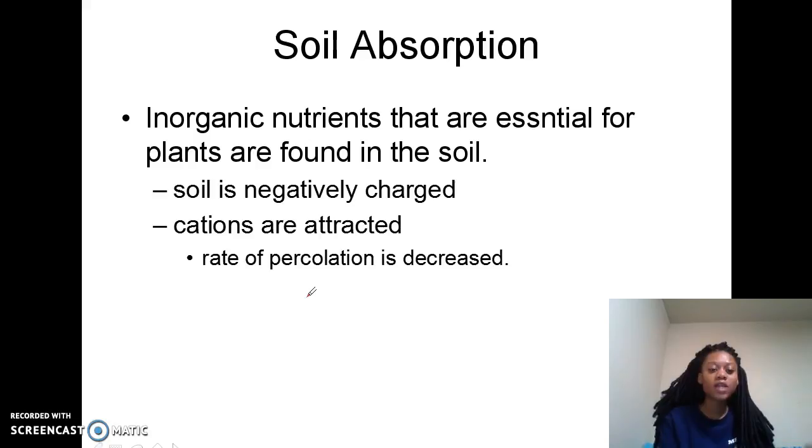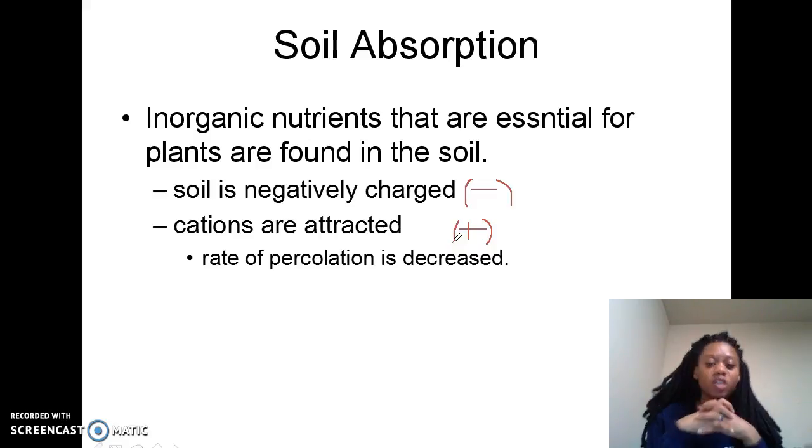So we discussed that plants need inorganic nutrients that are found in the soil. Well, to understand how the plant gets these inorganic products, we have to know the process. First, we should know that soil is negatively charged. So soil has a charge of minus. Okay, the cations that are found in the soil, which are the inorganic nutrients, they are positively charged. Because the soil is negatively charged and the ions are positively charged, this forms an attraction that creates a bond. After this attraction, the rate of percolation is decreased.